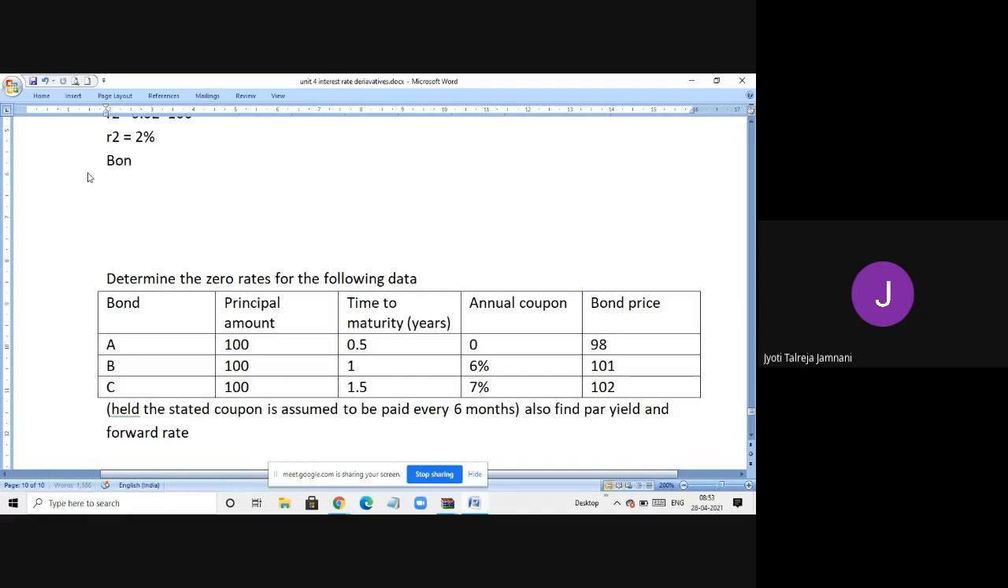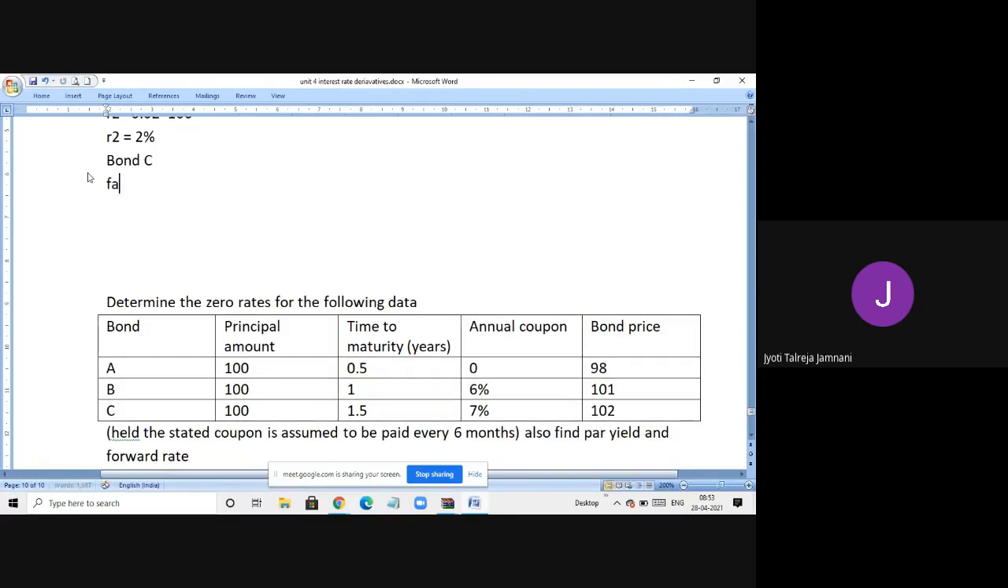Bond C. Face value of the bond is 100. Then bond price or market value. Market value is 102. Then the interest rate we'll find.